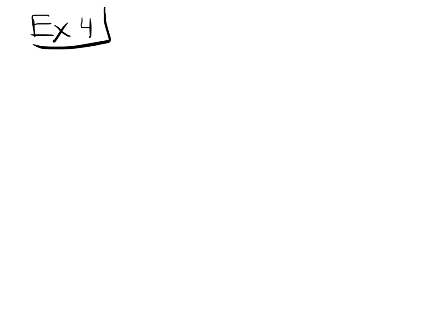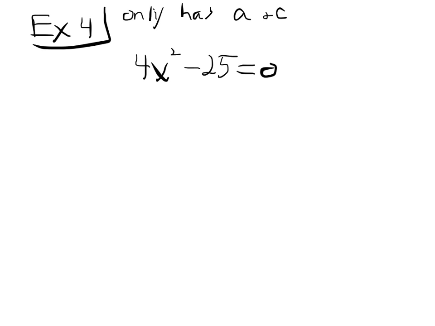Okay, example 4 is 4x squared minus 25 is equal to 0. And right away it has equal to in it, so we know that we need to solve this. We know that we need to figure out the roots or the zeros. Okay, and again, on this one, it only has the a and c. b is equal to 0, right? There's no term that just says something x. Okay, so this is where, again, we try to get it in the form x squared is equal to a number. Okay, so let's go ahead and do that.